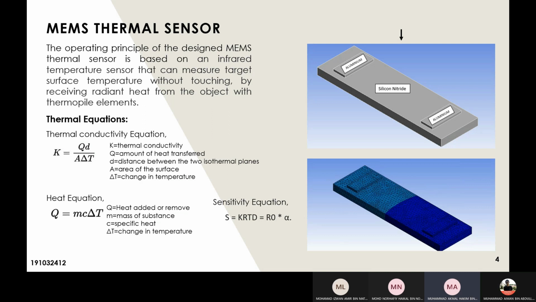Okay, our title is MEMS thermal sensor. The operating principle of the designed MEMS thermal sensor is based on an infrared temperature sensor that can measure target surface temperature without touching, by receiving radiant heat from the object with thermopile elements.